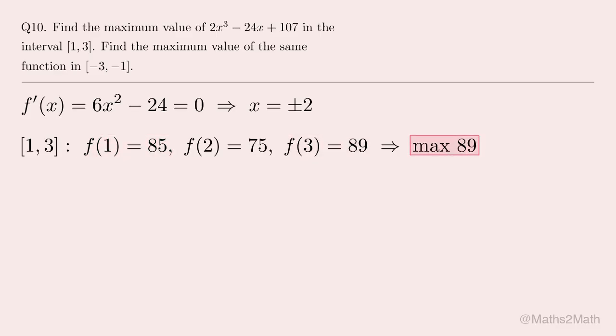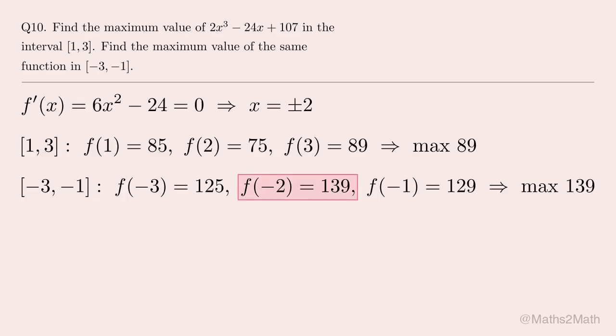Maximum 89 at x equals 3. On minus 3 to minus 1, values 125, 139, 129 at minus 3, minus 2, minus 1. Maximum 139 at x equals minus 2.